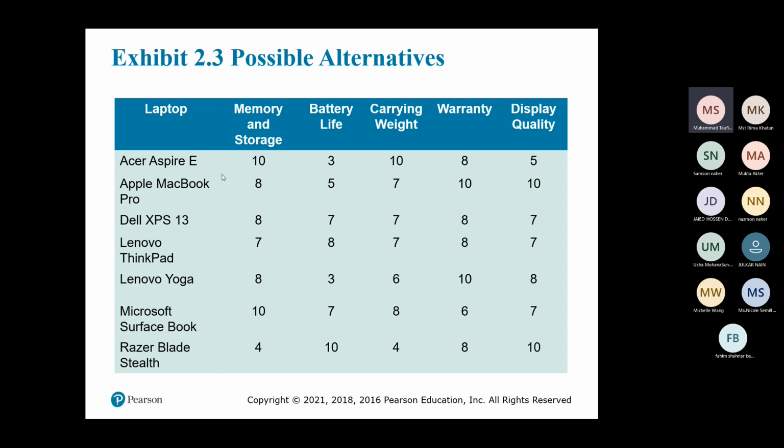But the battery life is very short, so you put the score there. For example, here she put 3. Carrying weight: it is a very lightweight laptop, which is good, so Amanda put 10. And then the warranty is long enough, so Amanda put 8. The display quality is not so good, it is just average, so Amanda put 5. So you just put the score of your choices based on your criteria. This is the first step in analyzing your alternatives.